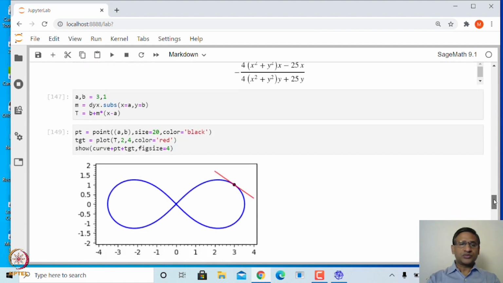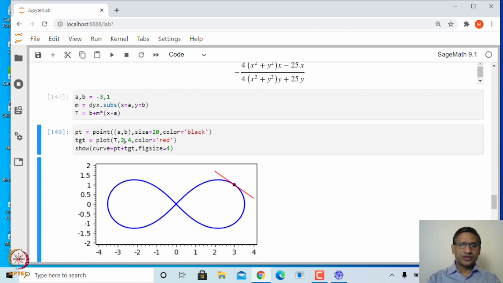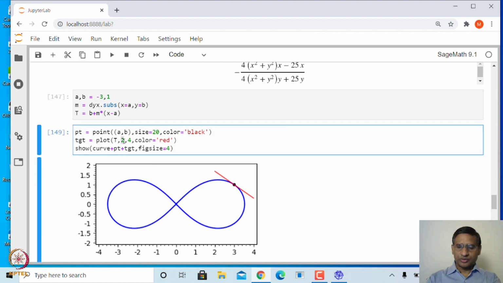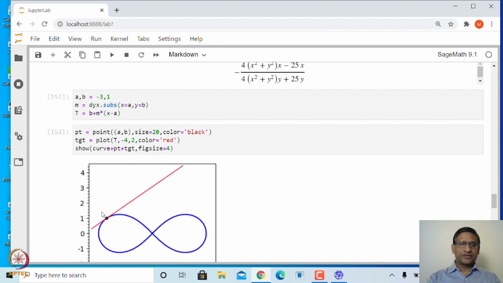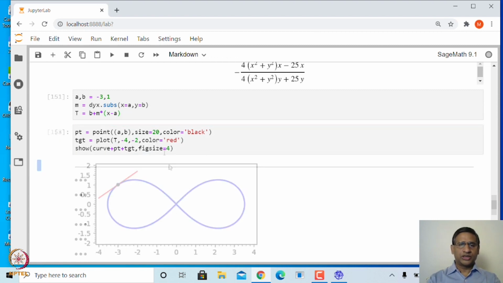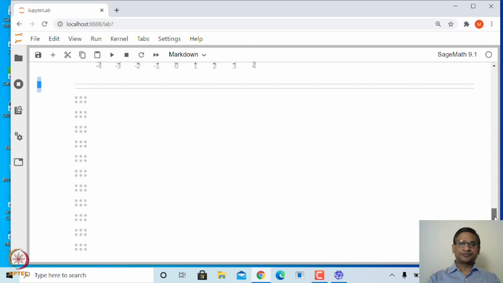If you change this, instead of (3, 1), to (-3, 1), in that case you will get, yeah, this is the tangent at this point. Let me put (-4, -2), right. Similarly you can explore this derivative at other points.